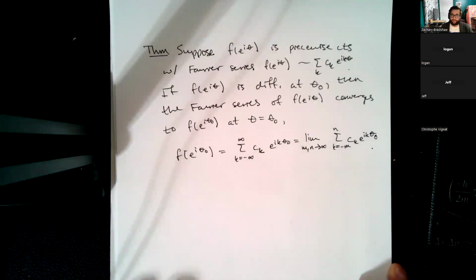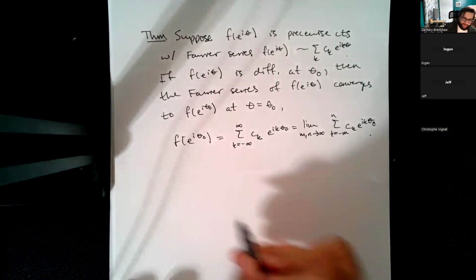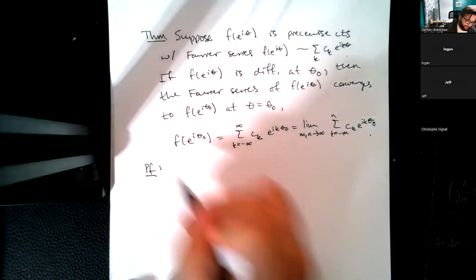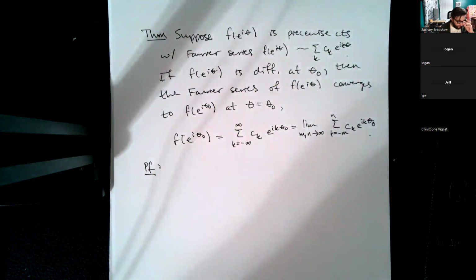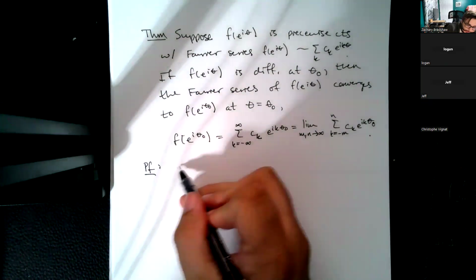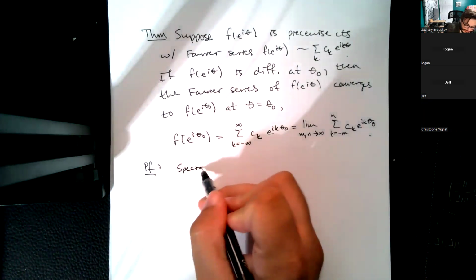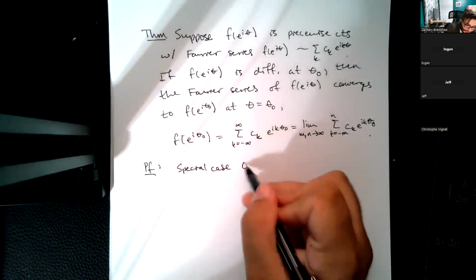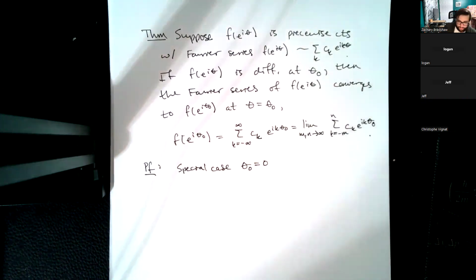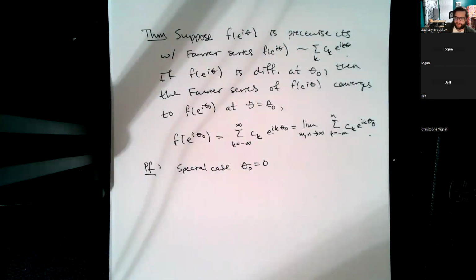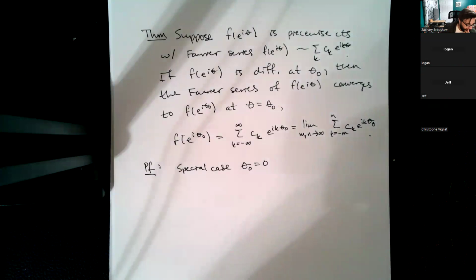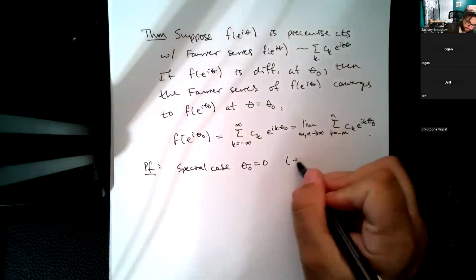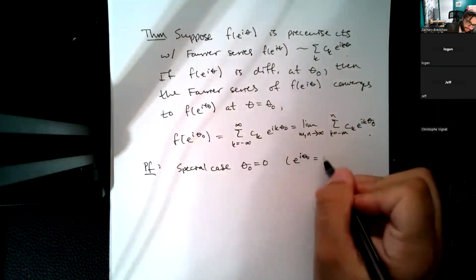Okay, this one takes a little bit of effort to prove. We will consider first the special case theta naught equals 0, and then we'll reduce the more general case to this. So let's go ahead and tackle this case first. This is the case where e to the I theta naught is then equal to 1.